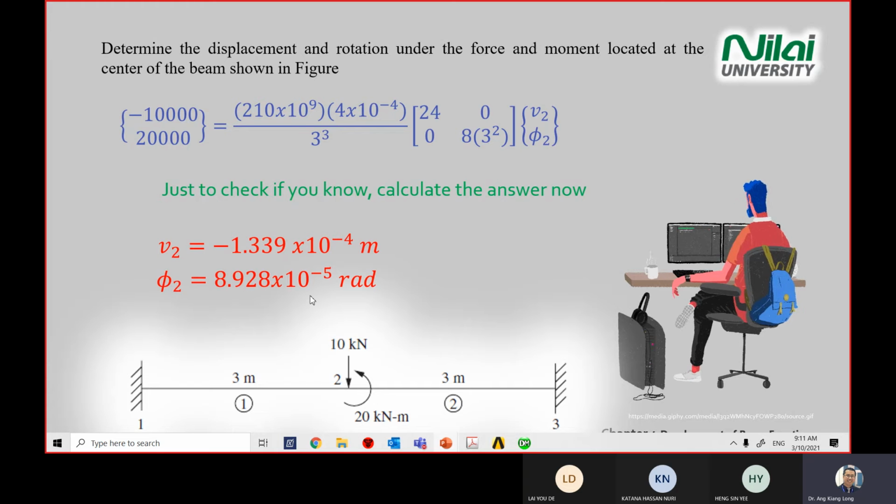Just to highlight, the unit for vertical displacement will be in meter. Rotation will be in radian. Don't write degree, it's a radian.